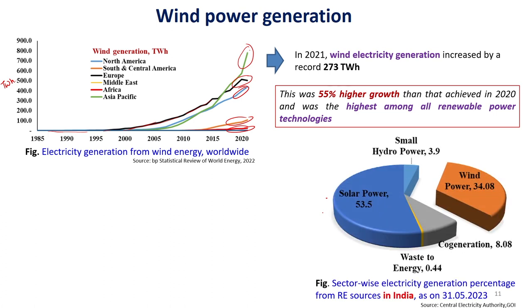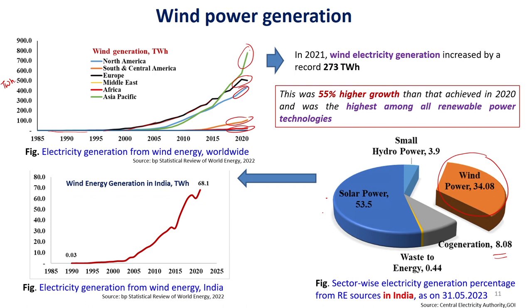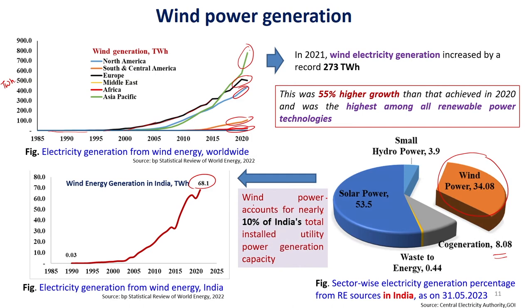And this diagram shows the sector-wise electricity generation from renewable energy sources in India. So, wind power is about 34.8%, solar is 53.5%, and small hydropower is about 3.9%. And cogeneration contributes about 8.08. As far as the Indian context is concerned, the amount of wind energy generation in India is about 68.1 terawatt hour, and it is expected to rise in the coming years. So, wind power accounts for nearly 10% of India's total installed utility power generation capacity.